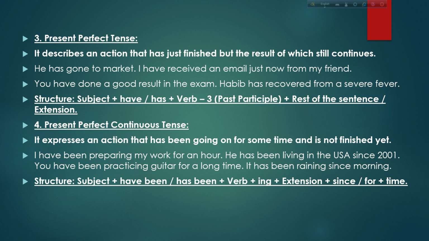I have been preparing my work for an hour. He has been living in the USA since 2001. You have been practicing guitar for a long time. It has been raining since morning. So structure: subject plus have been or has been plus verb ing plus extension plus since or for plus time.